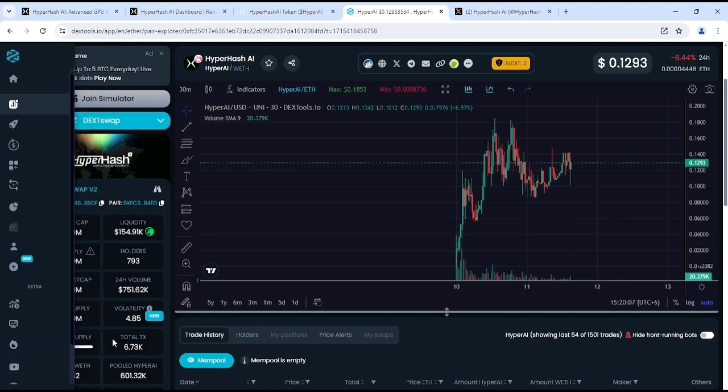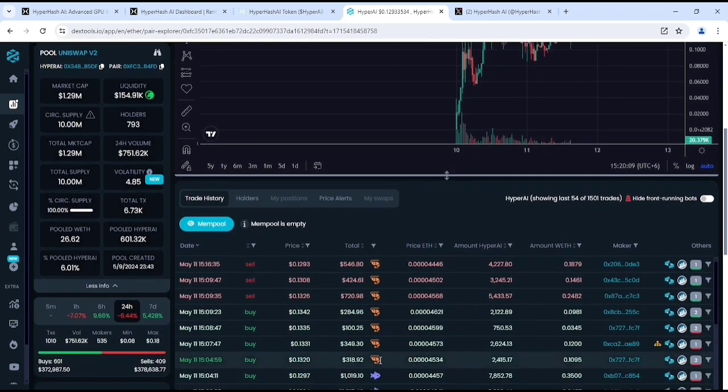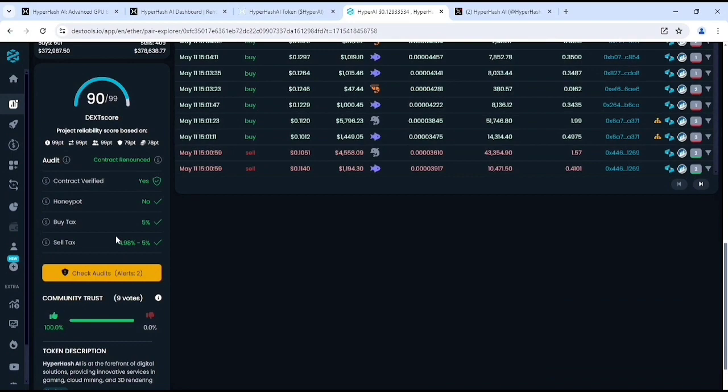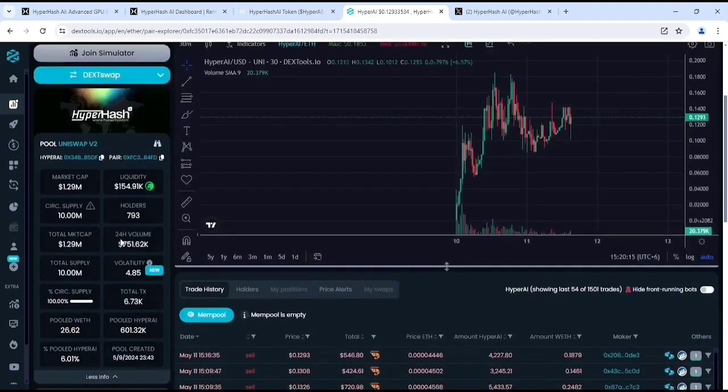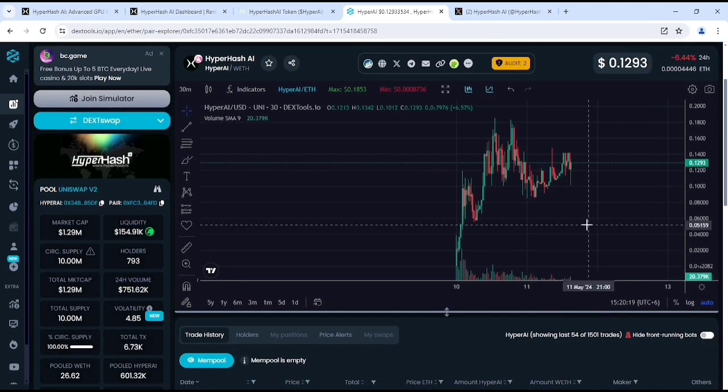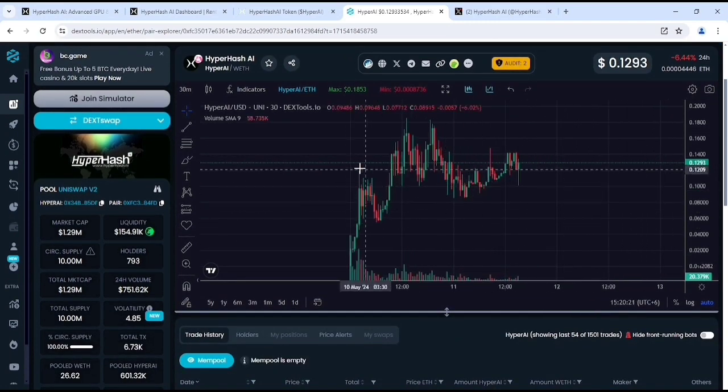And look at the volatility score, which is 4.85. And if you look at the buy and sell tax, it is 5%, by the way. Here we can see the whole information. Obviously, we are still in the early stage. If you look at the chart and the total supply, the market cap can easily reach 10 to 20 million, I believe.